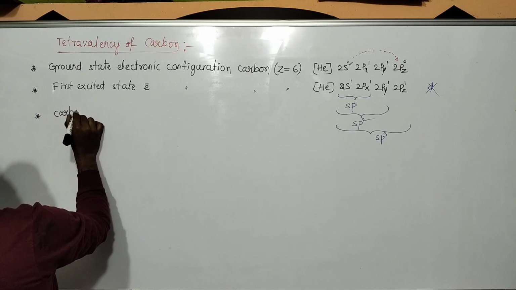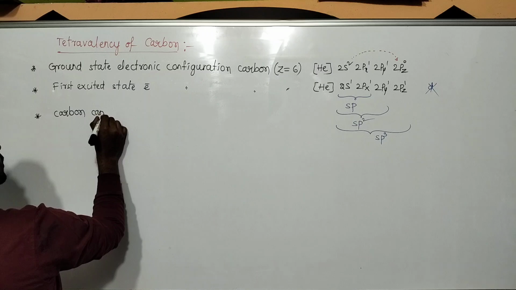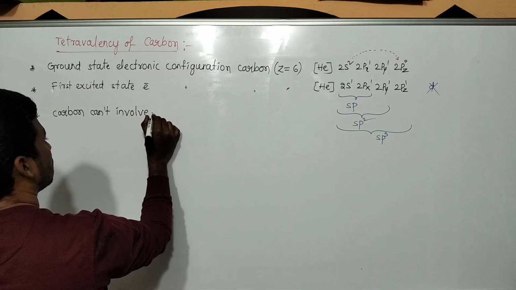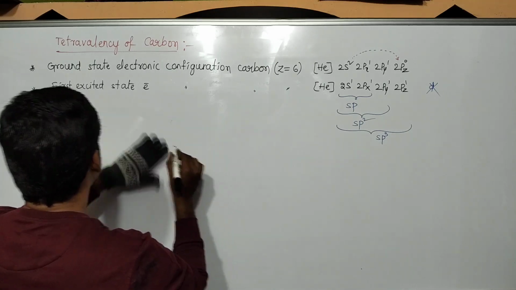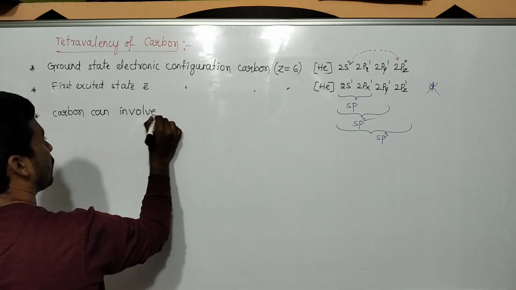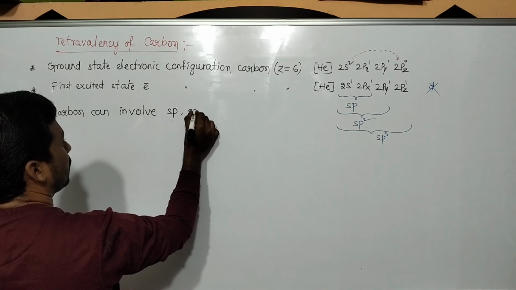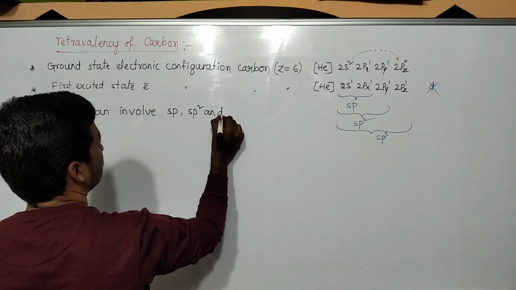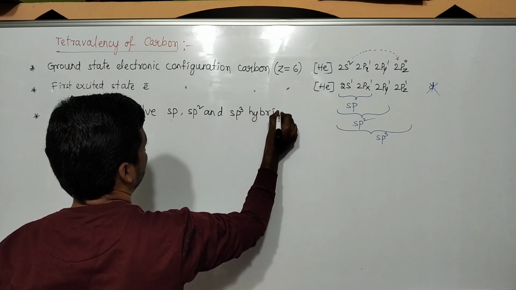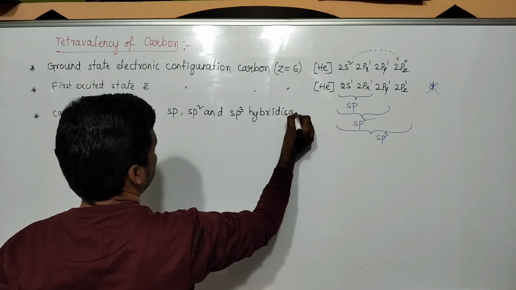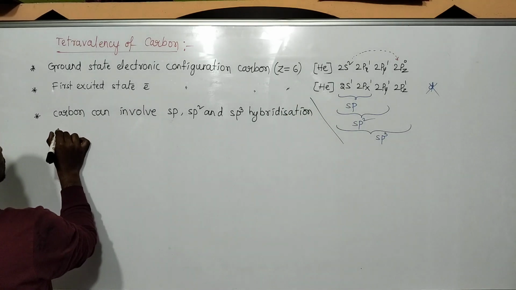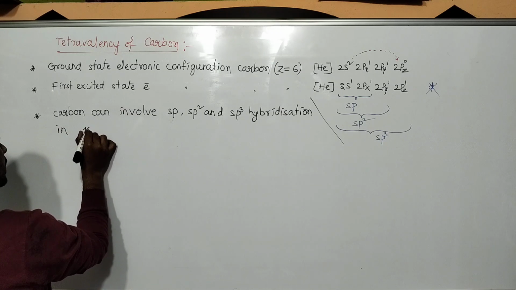Carbon can involve sp, sp2 and sp3 hybridization, with sp3 hybridization in the first excited state.